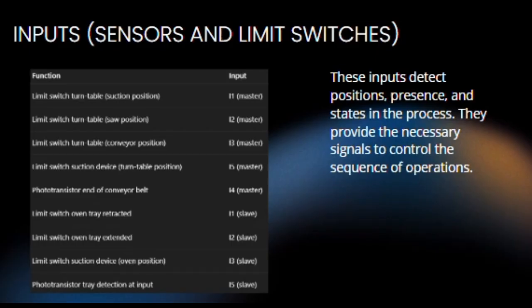In this case, we have 7 limit switches, 4 masters and 3 slaves. The other sensors in this section are the phototransistors. The one on the conveyor belt is master, and the one on the oven tray is slave.